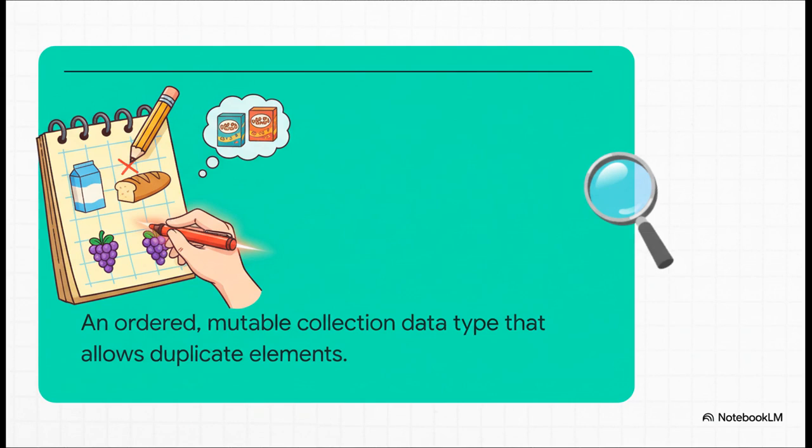First, it's ordered. The items stay exactly where you put them. It also lets you have duplicates, no problem. But the most important thing here, the key word, is mutable. That just means it's changeable. It's kind of like your shopping list. You can add stuff, cross things off, change your mind. It's made to be messed with.